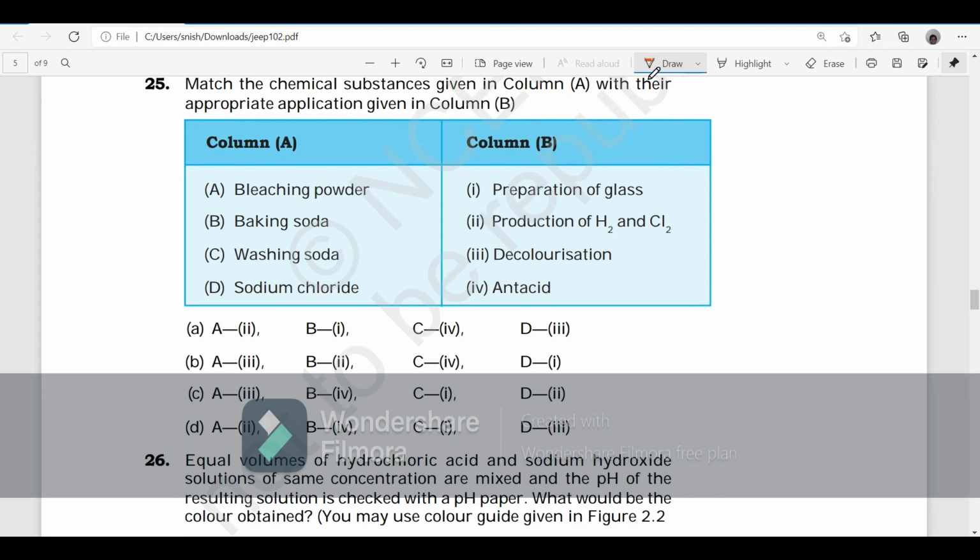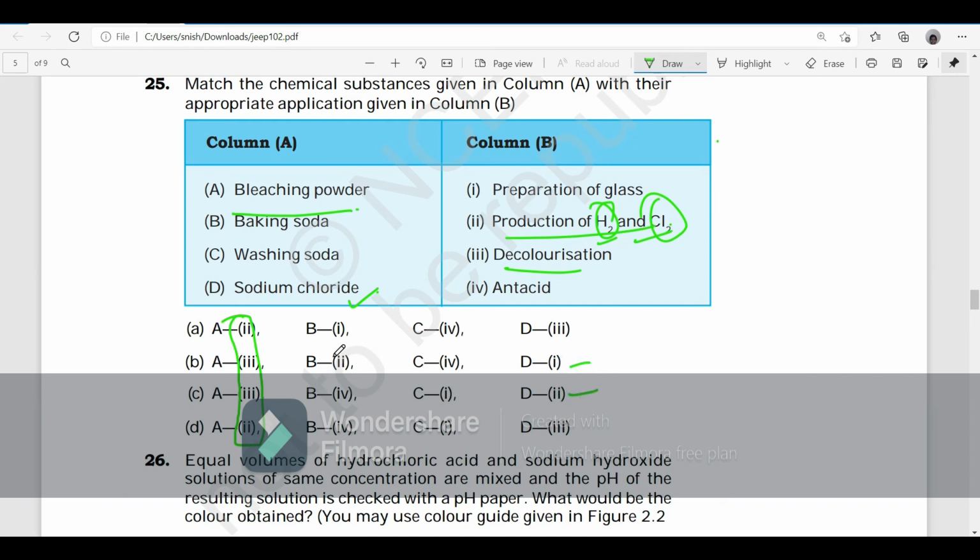Next. Match the chemical substances given in column A with the appropriate application given in column B. So let's see what the possible options for A are. Is it 2 or 3? Does bleaching powder help in the production of H2 and Cl2, or does it help in decolorization? Actually, H2 and Cl2 are produced from NaCl. So A should be 3, so it should be B or C.